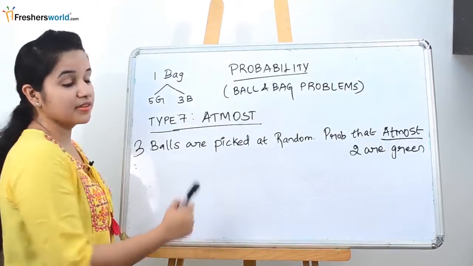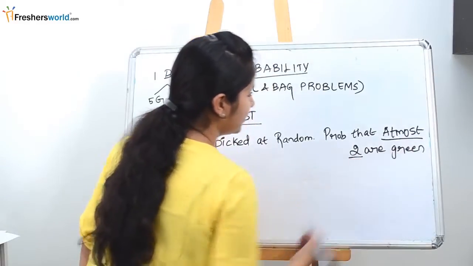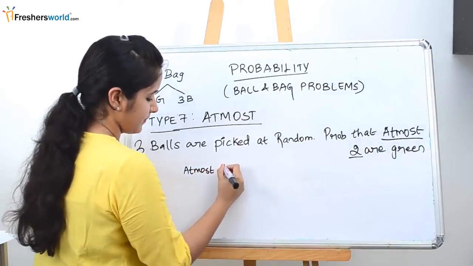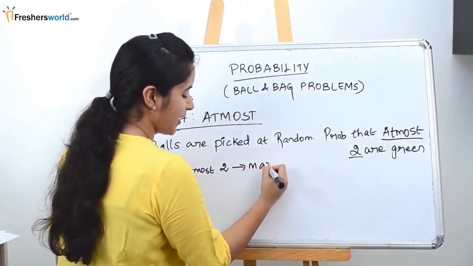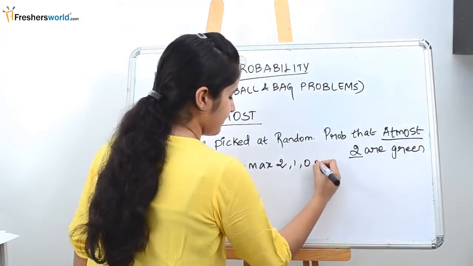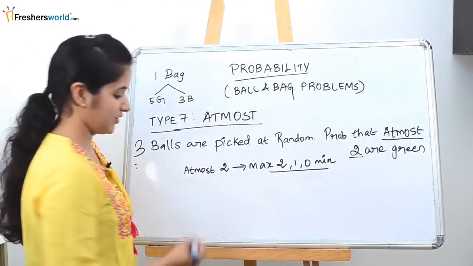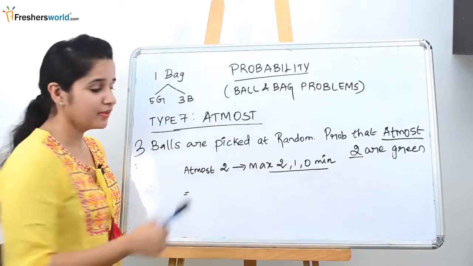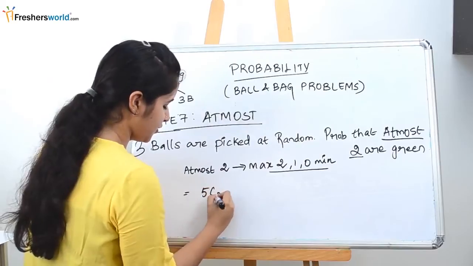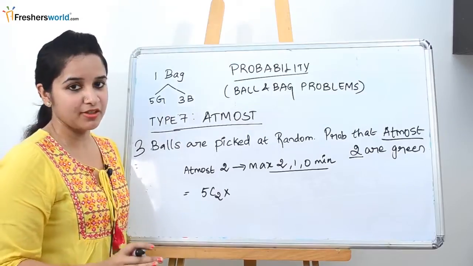3 balls are picked at random. Probability that at most 2 are green. Underline the at most and 2. So what they are saying, at most 2. Which means maximum that you can have is 2. So what is the minimum that you can have? Is 0. With this, we are going to start writing the answer for the question. So what is the maximum that you can have? 2. So out of 5, we are going to choose 2. 5C2 into what? Into the remaining 1 ball has to be definitely blue.